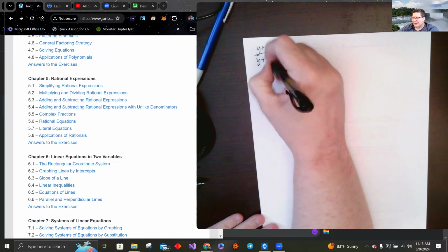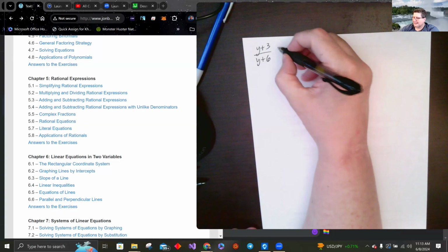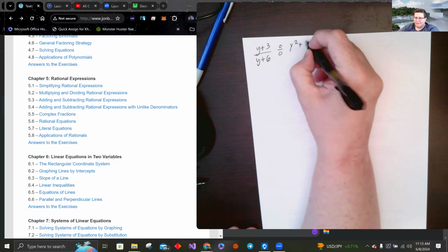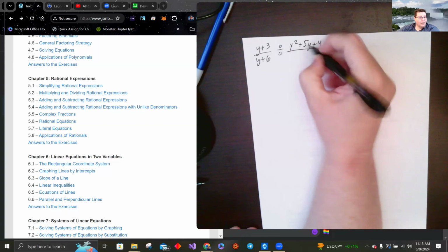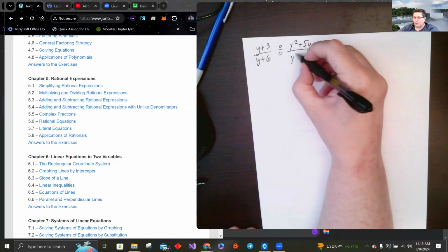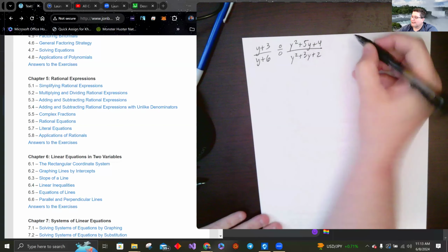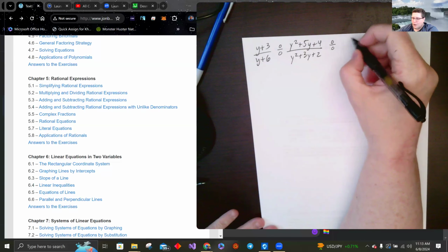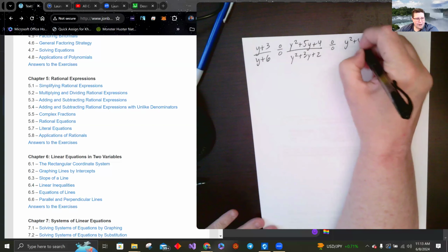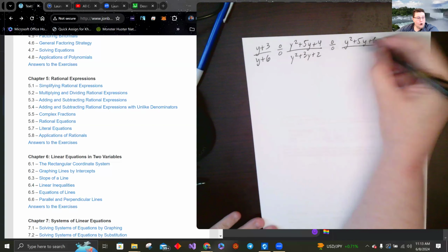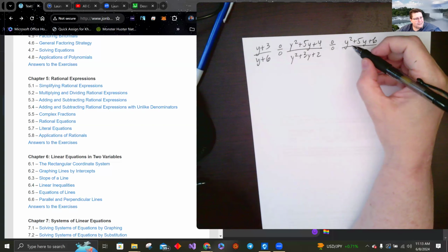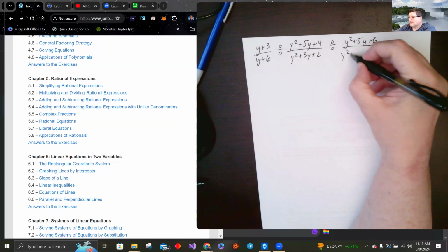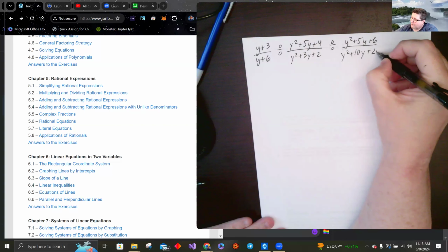Y plus 3 is the numerator, the first one, over y plus 6, divided by y squared plus 5y plus 4 in the numerator, y squared plus 3y plus 2 in the denominator. Oh, third fraction, another division. Y squared plus 5y plus 6 over y squared plus 10y plus 24.